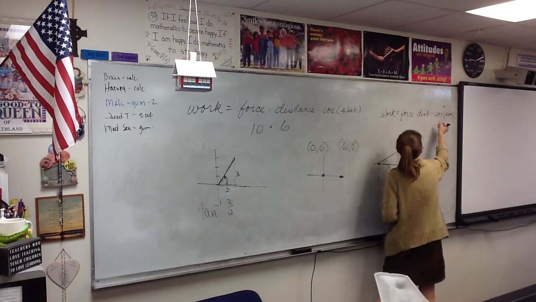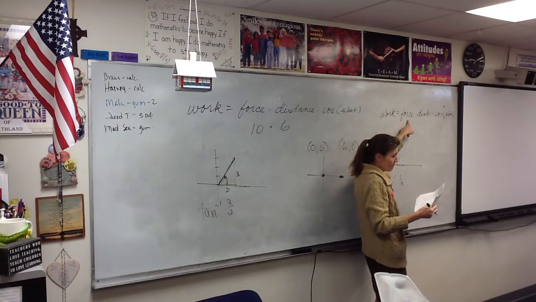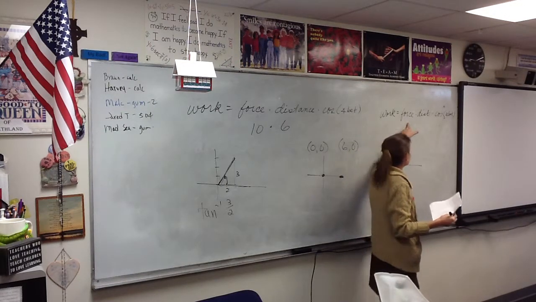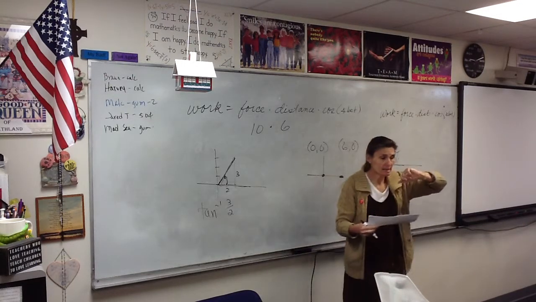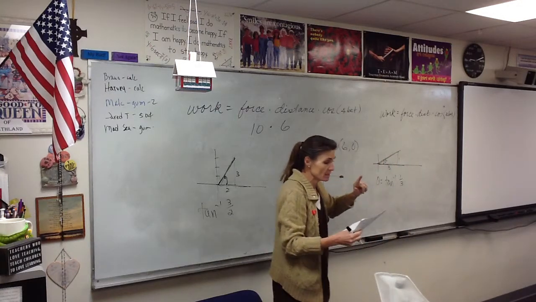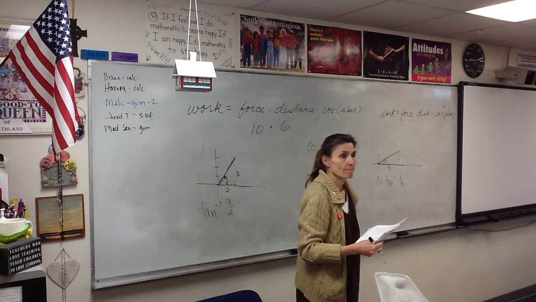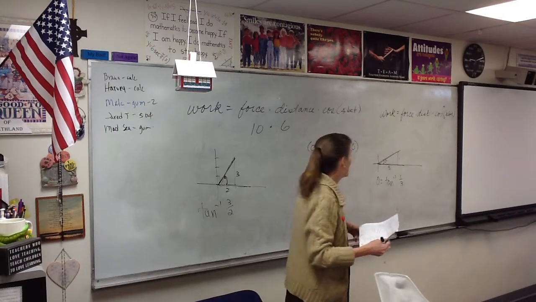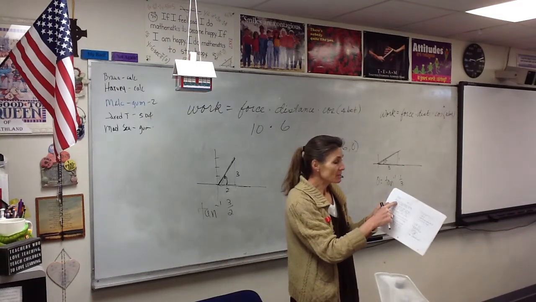And then you're going to multiply that by what two other numbers? The magnitude of the force, which is? 10, not the square root of 10, just 10. The magnitude is 10. And the distance is? 16. So you're going to take the cosine of the angle you found times 10 times 16. The magnitude of the force is given in the problem. The magnitude of the force is 10.